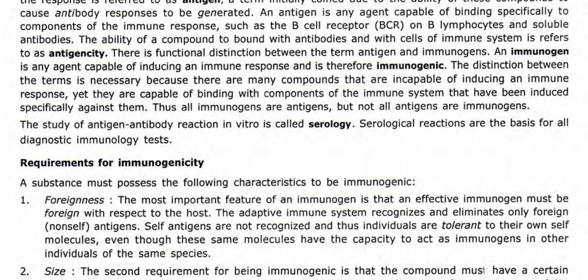The ability of a compound to bind with antibodies and with the cells of the immune system is referred to as antigenicity. There is a functional distinction between the terms antigen and immunogen. The immunogen is any agent capable of inducing an immune response and is therefore immunogenic. The distinction between the terms is necessary because there are many compounds that are incapable of inducing an immune response, yet they are capable of binding with components of the immune system that have been induced specifically against them. Thus, all immunogens are antigens, but not all antigens are immunogens.